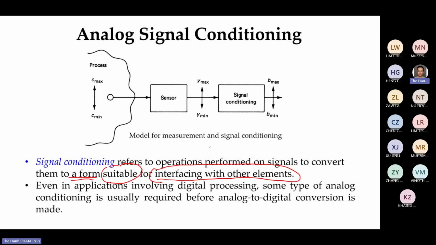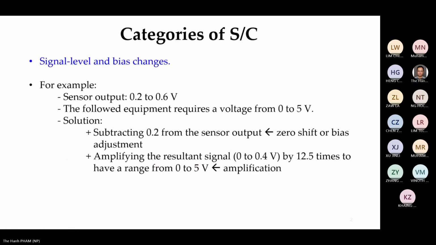Nowadays, we use digital computers a lot. However, not everything is done digitally. We still need to look at some examples in the analog domain. So that's why we come to this part of the lecture. Now, let's take a look at some examples of what you can do in terms of signal conditioning in the analog domain. Here, you need to change the signal level and bias.